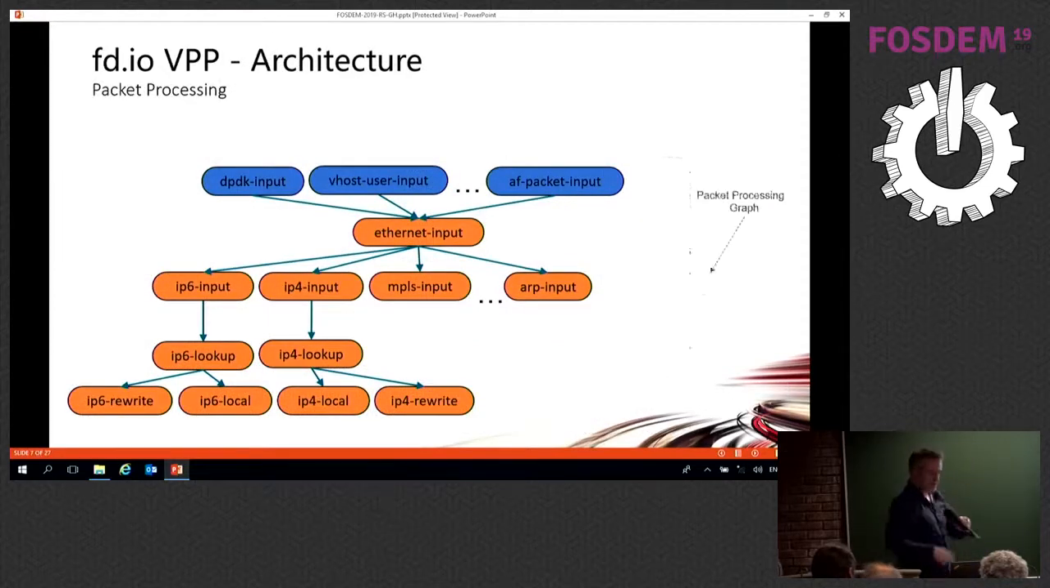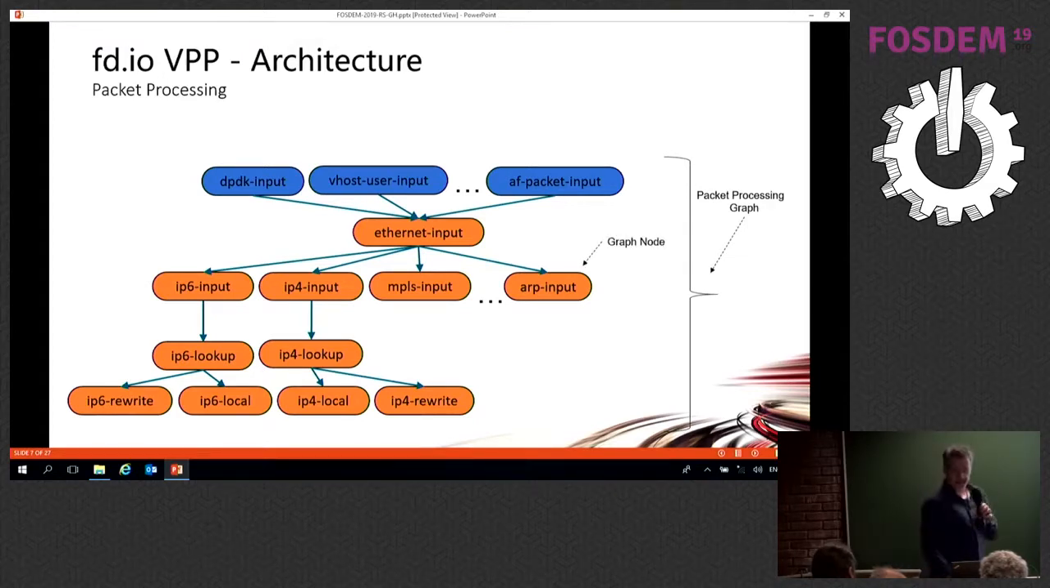So, in terms of the actual packet processing, good, we're going okay for time. We have the graph we mentioned, so the individual steps in it, the graph nodes. I colored the input ones differently because this is really where it's coming in from your network driver.